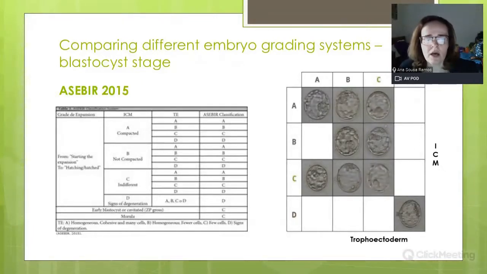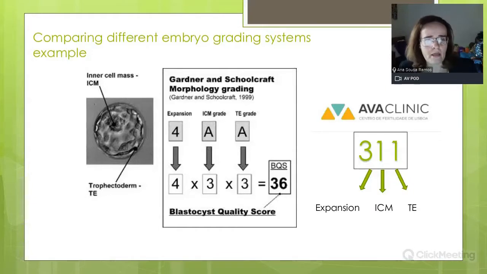So usually a blastocyst, you can consider an AA or AB, and usually A is the best grading, and D is the worst. Like the numbers, depending on the grading systems, in some cases you have one as the best, and the number three as the worst. And you will check that later on. Here you have a concrete example of a classification of the blastocysts in the different systems, as I was telling.